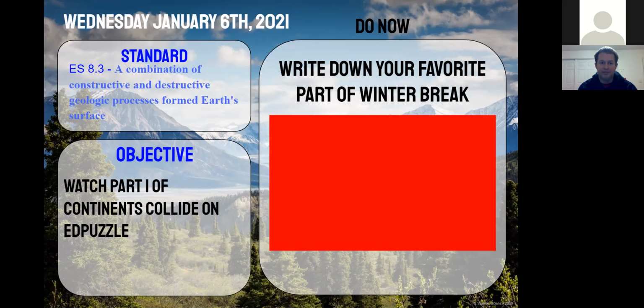Okay, so we're going to be looking at volcanoes and why they form, how they form. We're going to be looking at how mountains form. We're going to be looking at earthquakes.